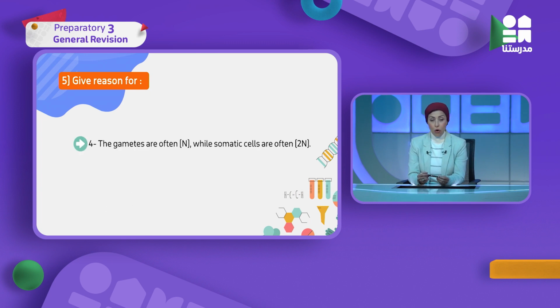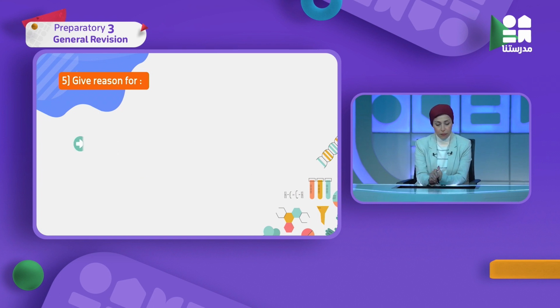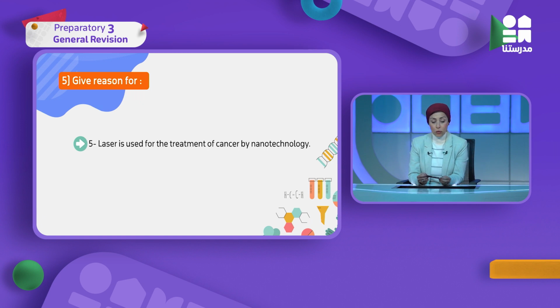The gametes are often N while the somatic cells are often 2N. هنا بدل ما يقول لي haploid و diploid جايب لي counting ب N و 2N. هقول له ليه؟ Because the gametes are produced by meiosis division. الجاميتس بتطلع بالميوزس ديفيجن ولسه قايله ان هو reduction division, so it's of course containing N. While the somatic cells are produced by which type of cell division? By mitotic division.